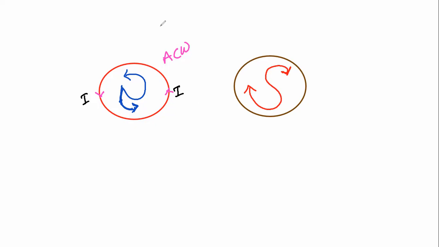Then the flow of current is to be taken as clockwise. We'll say that current is flowing in the clockwise direction. In such a case, if the current is flowing in the clockwise direction, this face will act like a south pole.